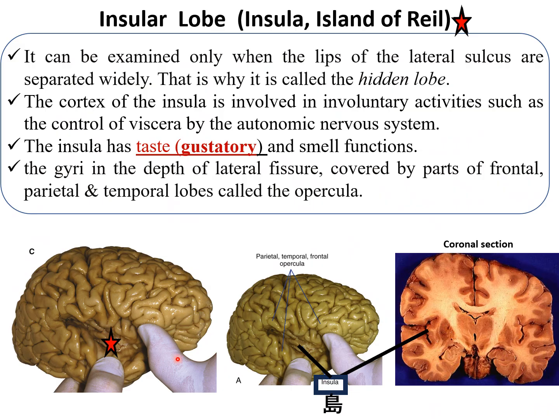Here is another lobe, we call it the insula, which is hidden inside the lips of the lateral sulcus. It's exposed when you separate the lips of the lateral sulcus, and this insula is important for the sensation of taste, or gustatory function, and also smell. And when you make a coronal section like this, you can see the insula here on the lateral side, close to the lateral surface of the cerebral hemisphere.